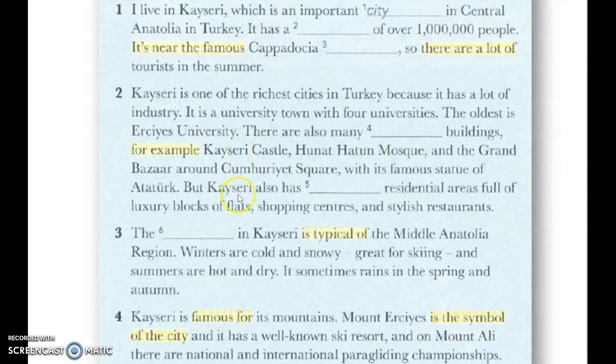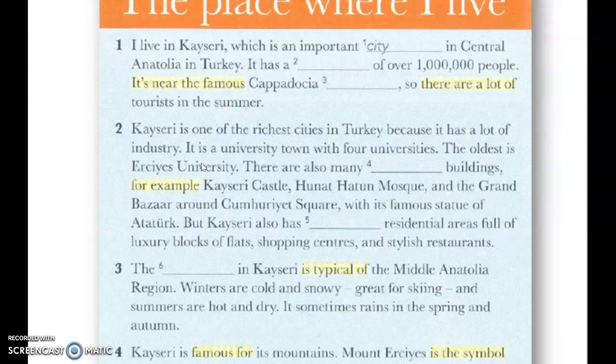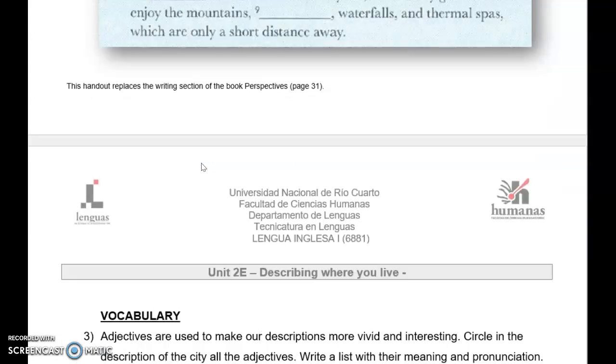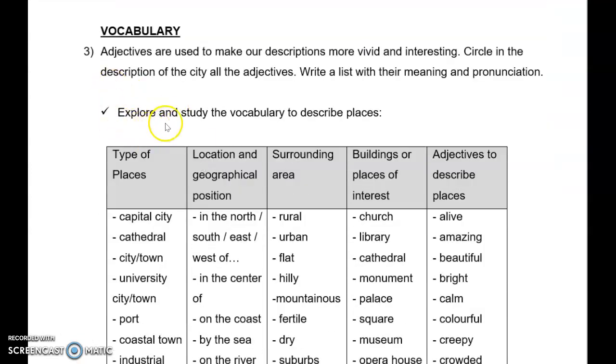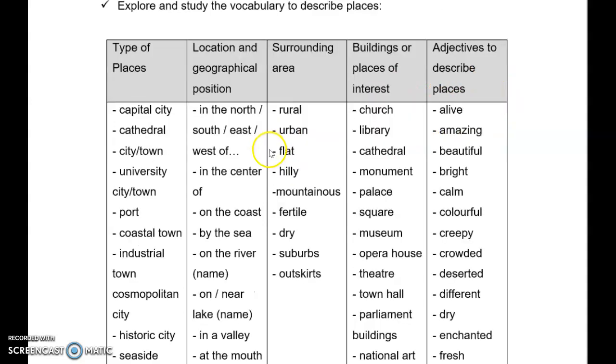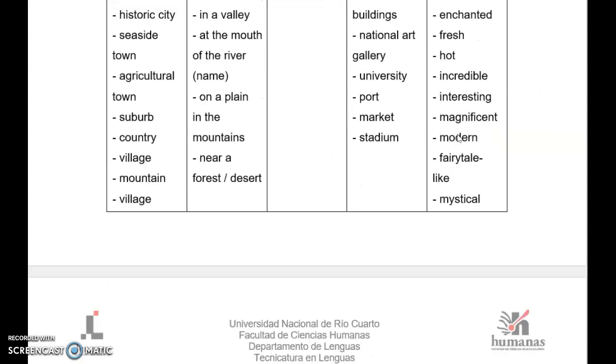And again, we need to go back to this text and highlight the adjectives. If you doubt if a word is an adjective or a noun or a verb, well, resort to the dictionary, right? And check their meaning and their grammatical category. After that, it says, explore and study the vocabulary to describe places. And here we have a good chart of vocabulary related to the description of places. For example, type of places, location and geographical position, surrounding area, building or places of interest, and adjectives to describe places.